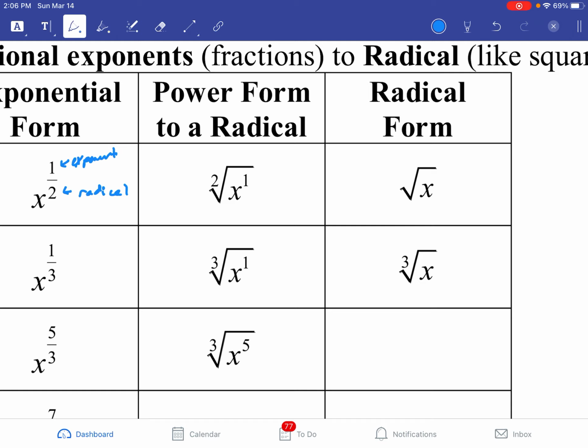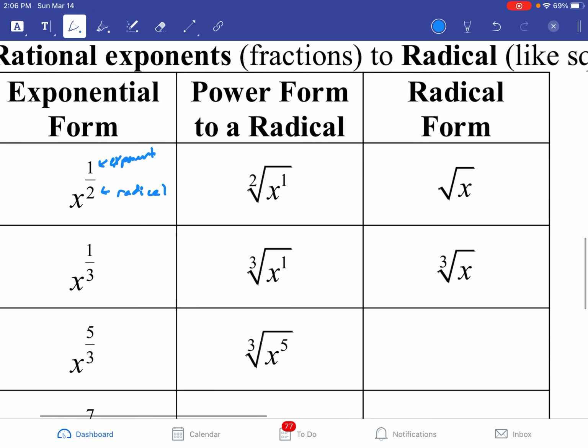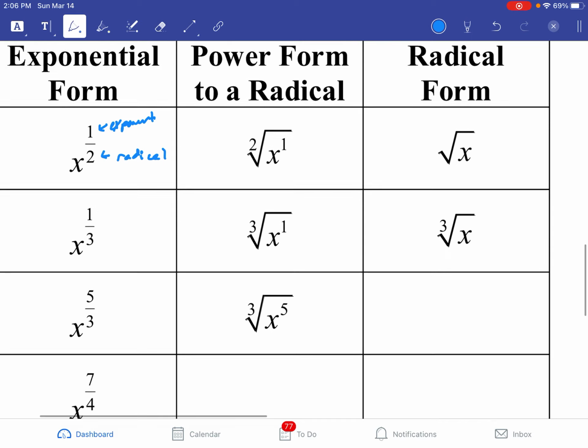Okay, so the exponent is 1, the root is 2. Now for this particular problem, because we don't write either the 1 or the 2, you don't need to write them down because it's just assumed that's a square root, x to the 1st. Okay, you have x to the 1/3, 3rd is the root, x to the 1st power. You don't need to write the 1 on the x.